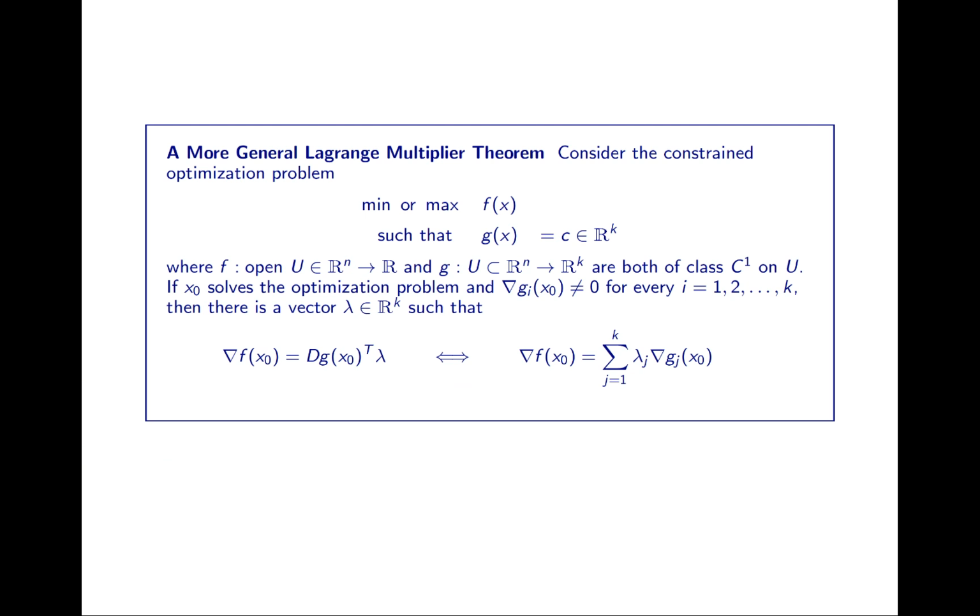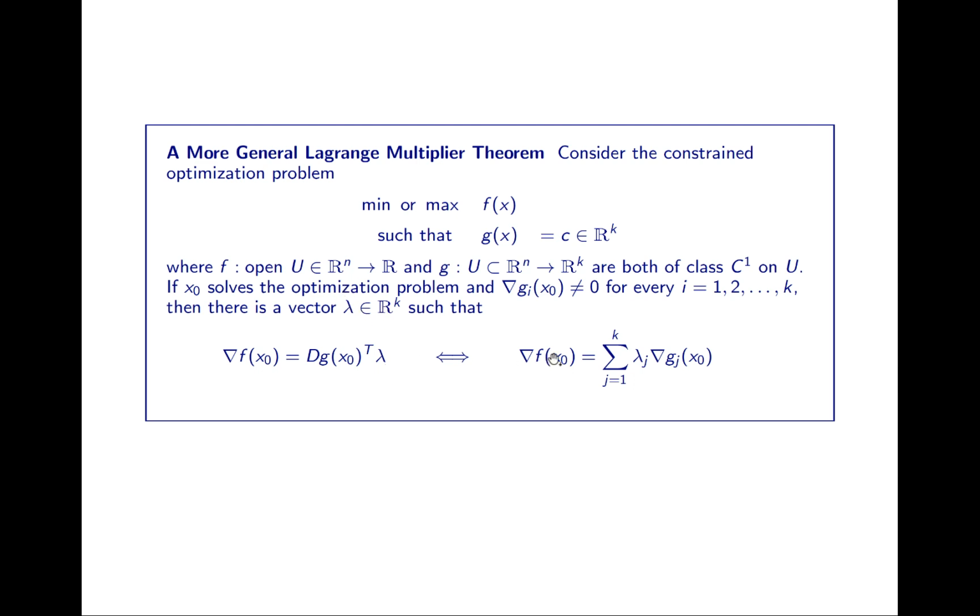Now in the case that g is k-dimensional, in other words, g maps R^n to R^k rather than R^n to R^1, then there's a more general Lagrange Multiplier Theorem that says that the gradient of f at x naught is equal to the derivative of g at x naught transpose times the vector lambda. So I have a vector of Lagrange multipliers.